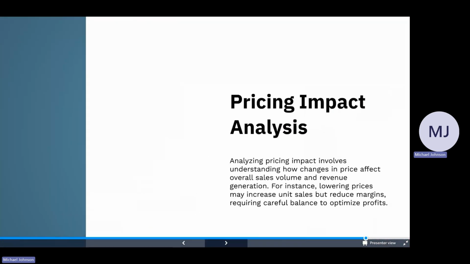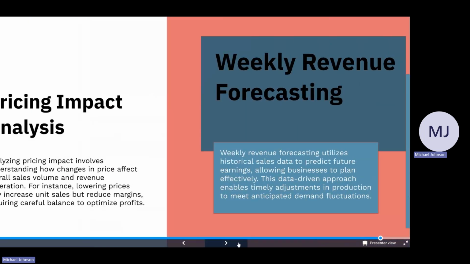Pricing impact analysis. Analyzing pricing impact involves understanding how changes in price affect overall sales volume and revenue generation. For instance, lowering prices may increase unit sales but reduce margins, requiring careful balance to optimize profits.